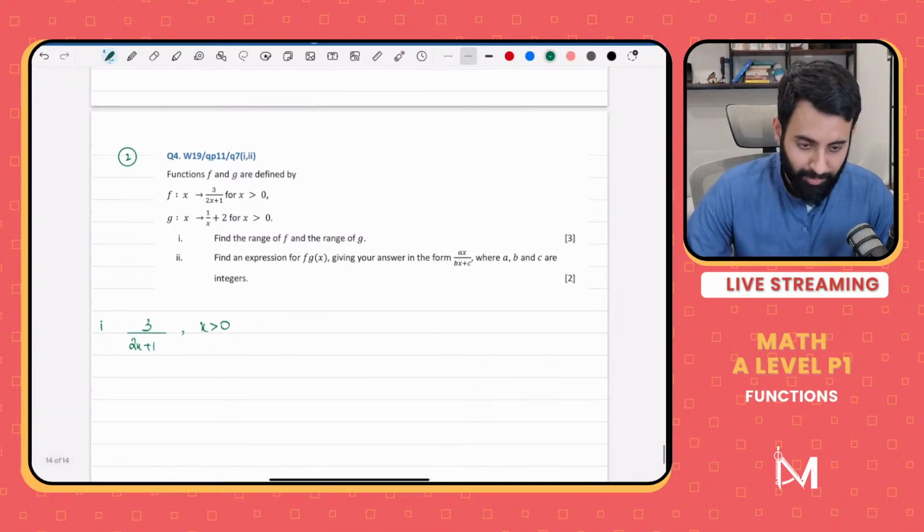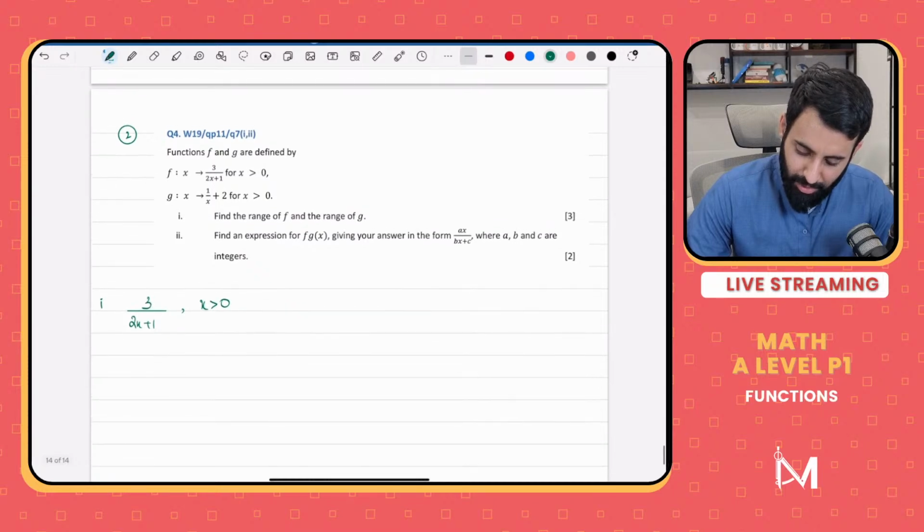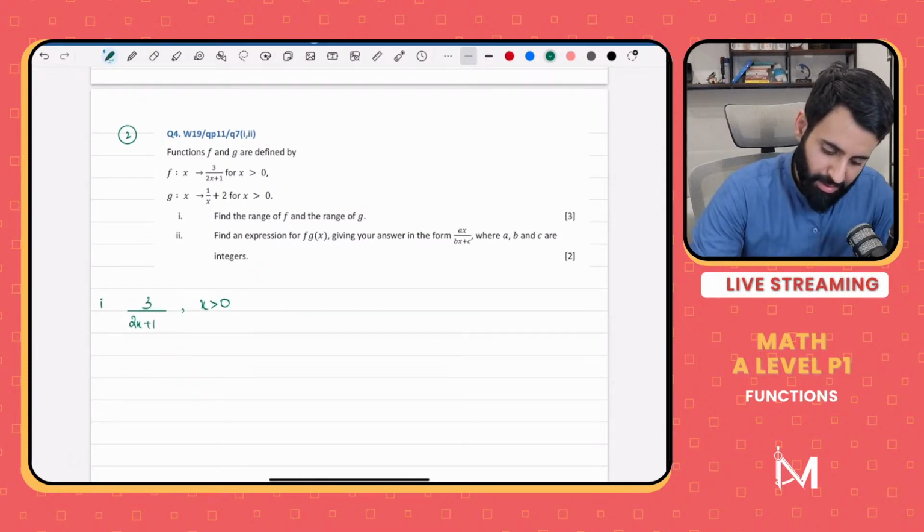Okay, so now let's continue. 3 over 2x plus 1 where x is greater than 0, and the question says find out the range of f and the range of g.